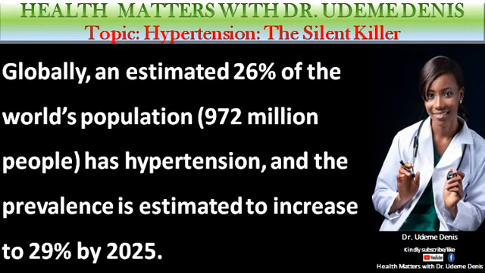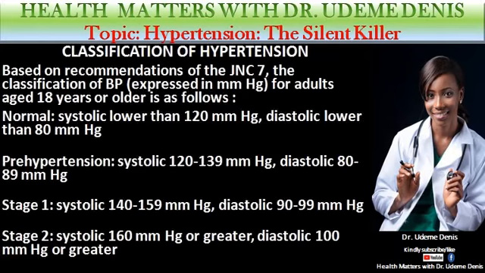Globally, an estimated 26% of the world's population has hypertension, and the prevalence is estimated to increase to 29% by the year 2025. Now let's look at the classification of hypertension. Based on the recommendations of the 7th Report of the Joint National Committee on Prevention, Detection and Evaluation of High Blood Pressure, the classification of blood pressure is as follows.